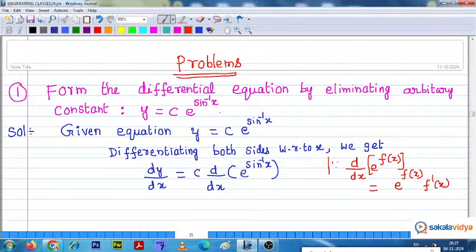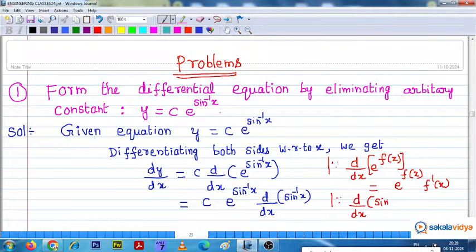Am I correct now? With the help of this formula, we can write c times e power sin inverse x differentiation is e power sin inverse x into d by dx of sin inverse x, just like the derivative of f of x. So, let me write once again what is the derivative of sin inverse x with respect to x. d by dx of sin inverse x is 1 upon root over 1 minus x square. Please do remember this formula.